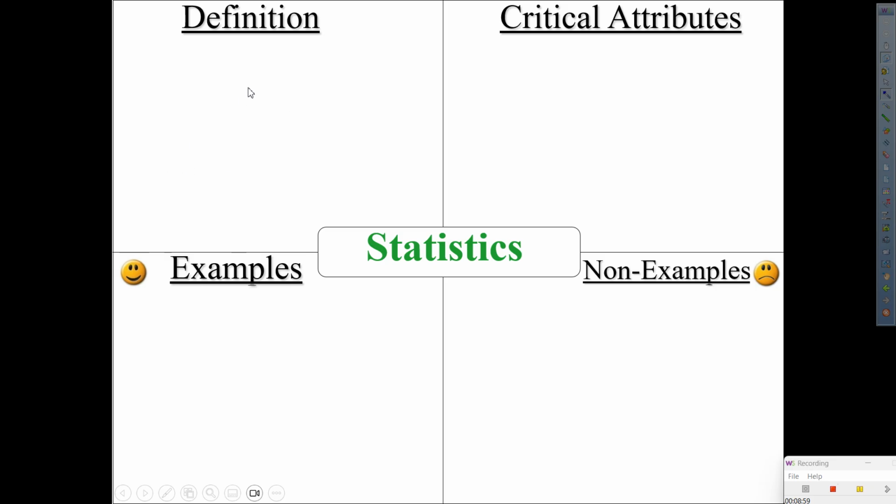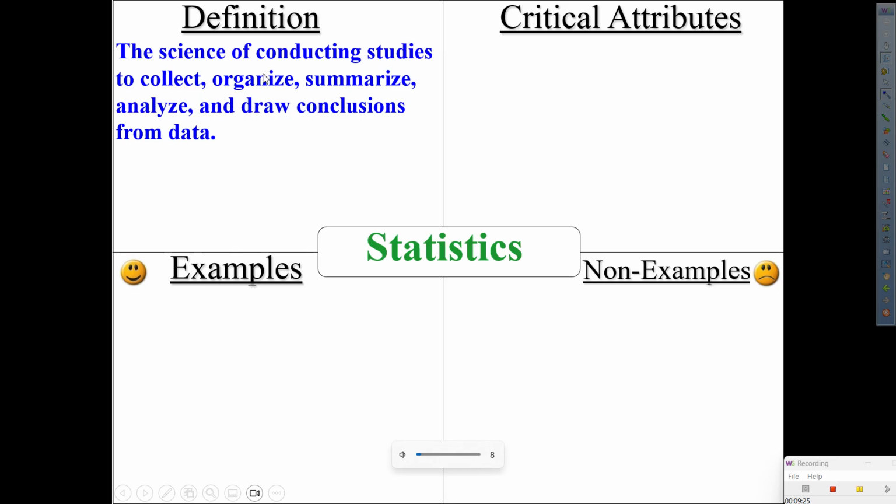Now think about all that. Have we been doing all that? Let me read it again. The science of conducting studies. Have I been giving you studies? Yes, but I don't call them studies. I just give you situations. To collect data, organize it, summarize it, analyze it, and draw conclusions from that data. Have we been drawing conclusions? Yes, Mr. Q. Of course, we've been doing all of that.